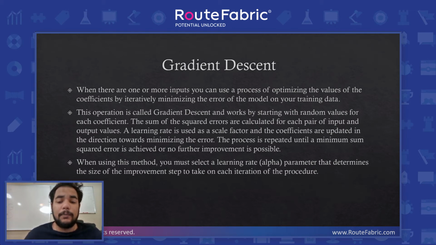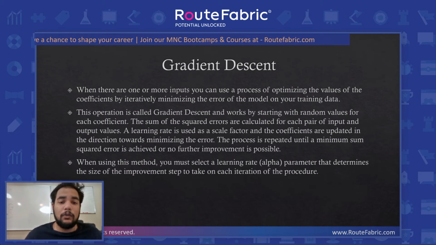The process is repeated until a minimum sum of squared error is achieved, either a local minimum or a global minimum. When using this method, you must select a learning rate, which is the alpha parameter that determines the size of improvement steps to take on each iteration of the procedure. The lower the alpha rate, the more processing time it takes for your model to compute. The higher the alpha rate, the faster your model is going to compute, but the accuracy might be low. If the learning rate is too low, there is a chance of overfitting or being stuck at a local minimum.